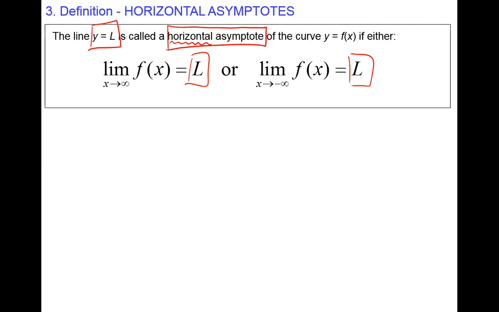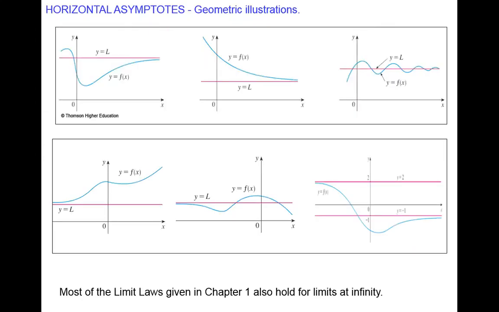Okay, that means the other way. How can we find the horizontal asymptote? We have to compute a limit at infinity, positive and negative. And let's look at some graphs. Some of them are typical, some of them are a little bit weird.